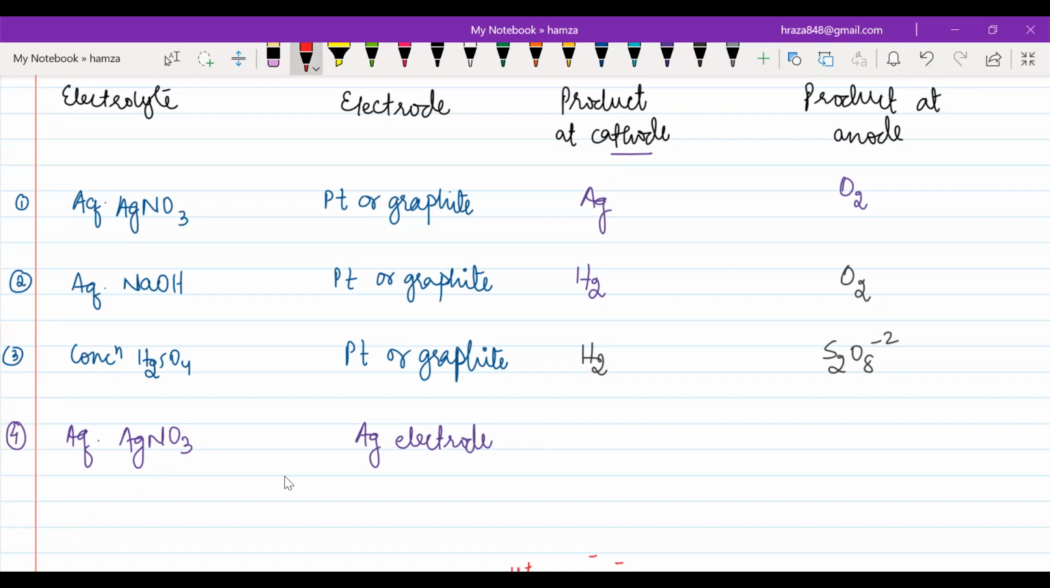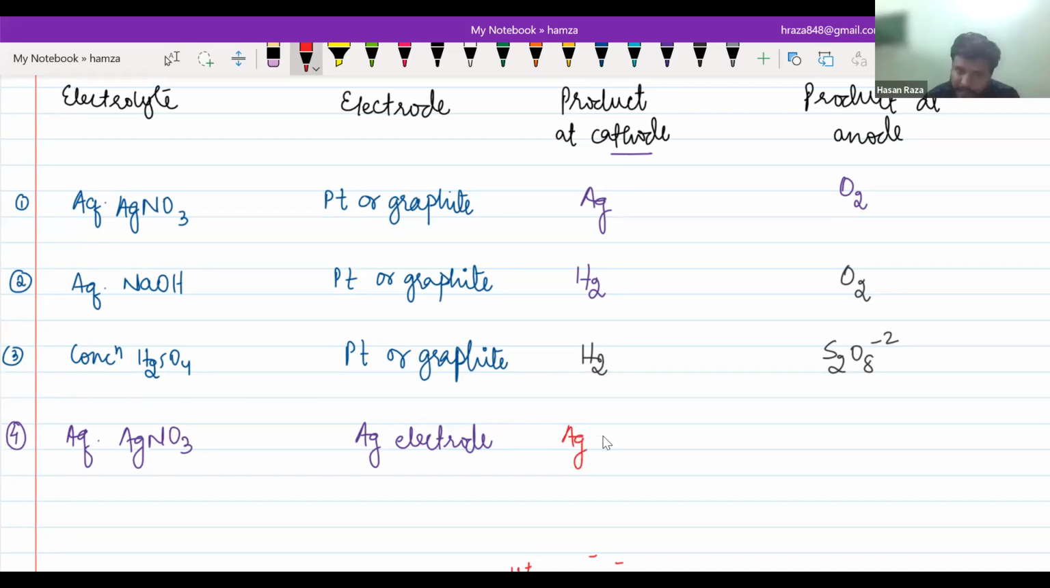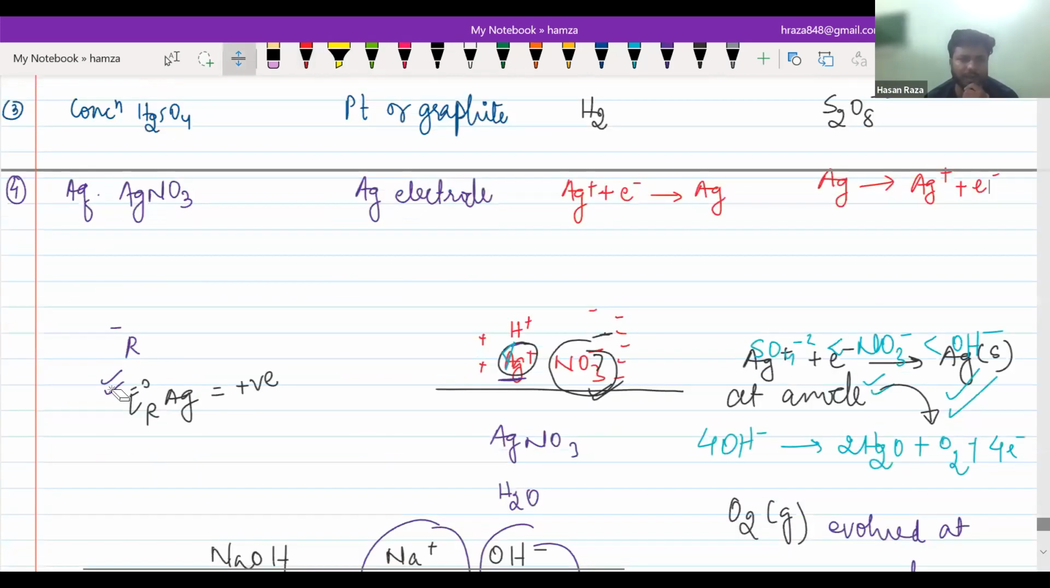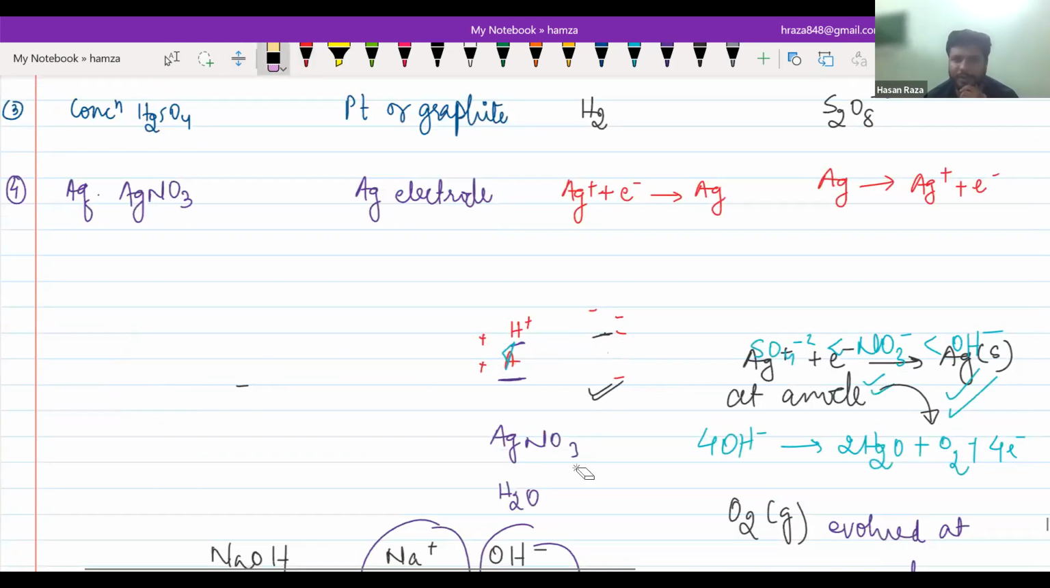Yes, sir. Now see what happens when Ag electrode will be there. There will be a reduction of Ag. Ag plus will gain one electron and it will be converted into Ag, and the oxidation will also be of Ag. See, I'm going to explain why it happens. So I'm going to explain it for AgNO3. So this was only the explanation. That's why I'm just erasing it.